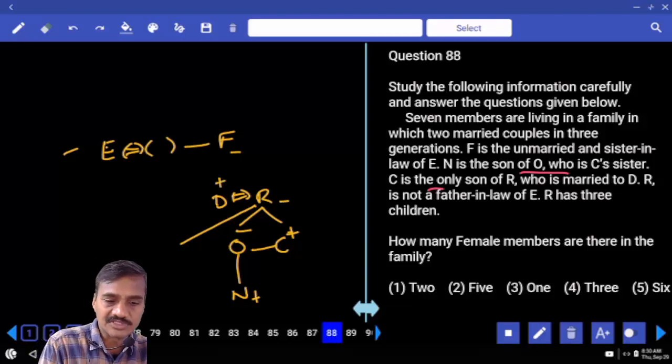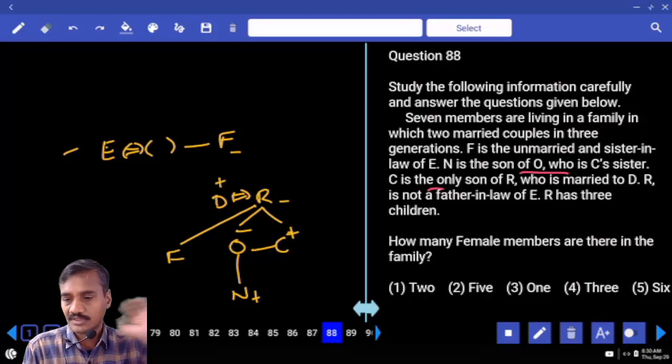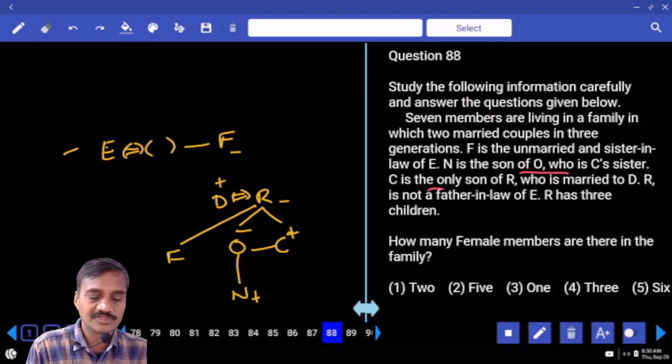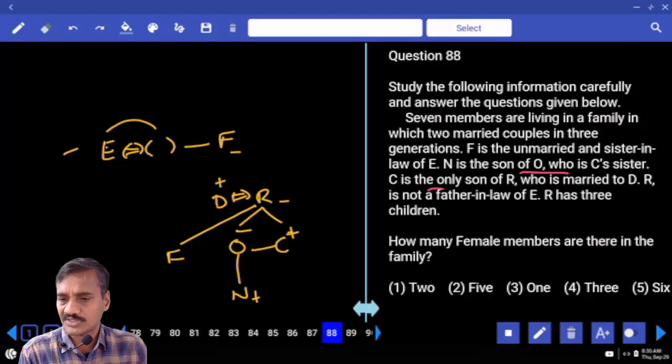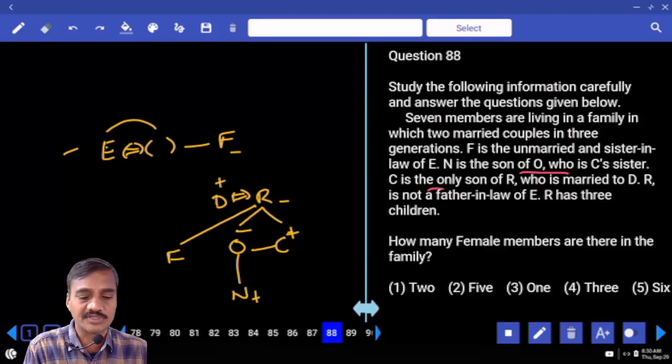Then where is this F? F is here. Now if F is here, and R has 3 children, F is again a child of this one. F, O and C. Now E and O are a married couple. F is unmarried and is the sister-in-law of E. That means either O or C should get married.